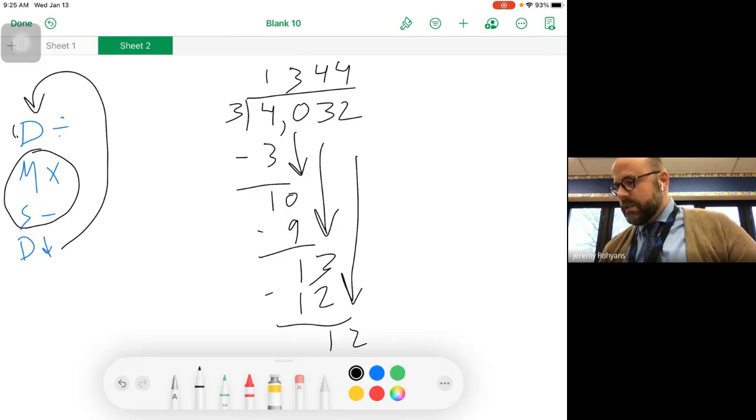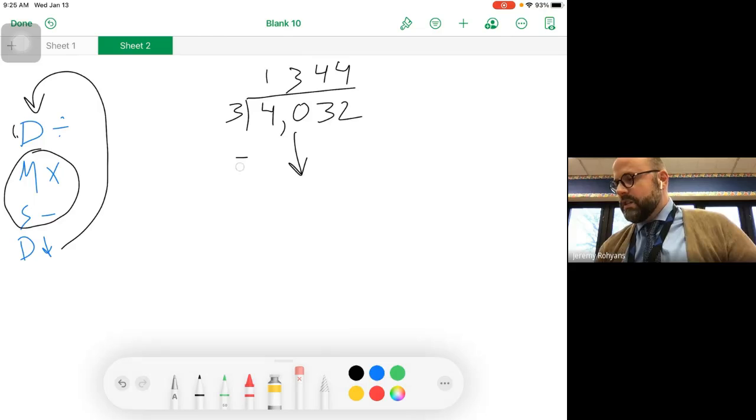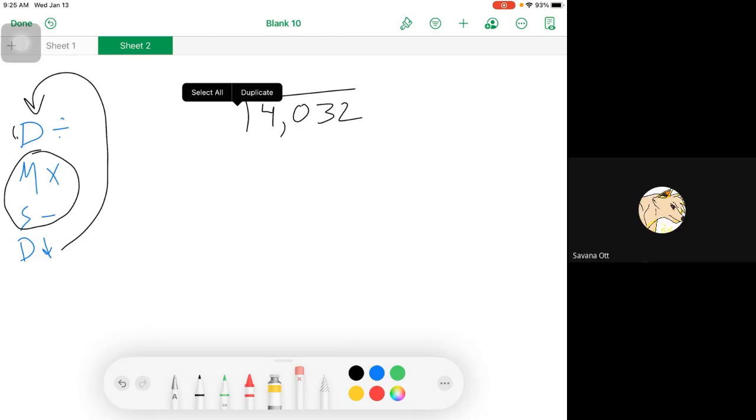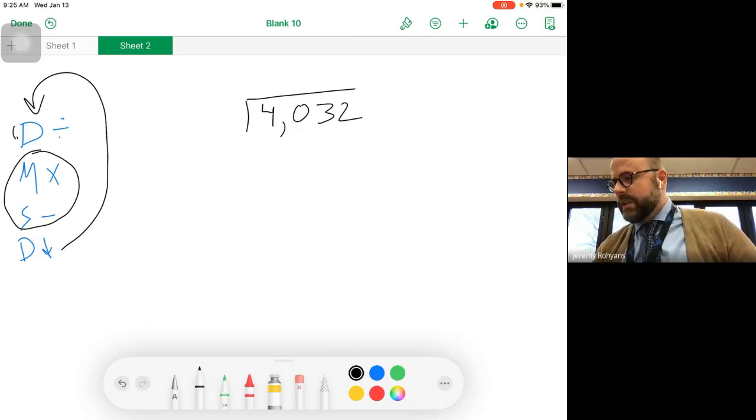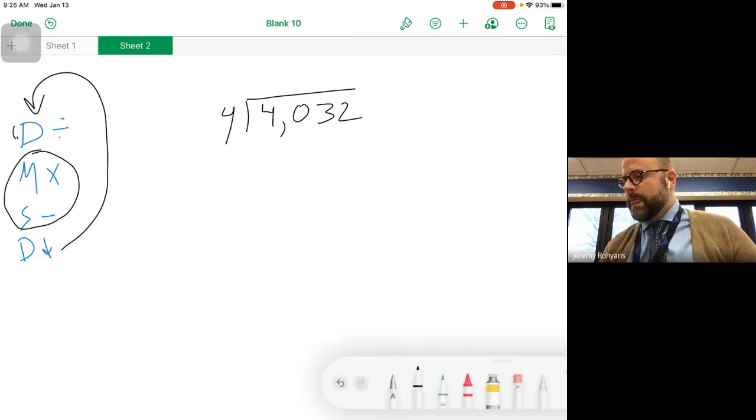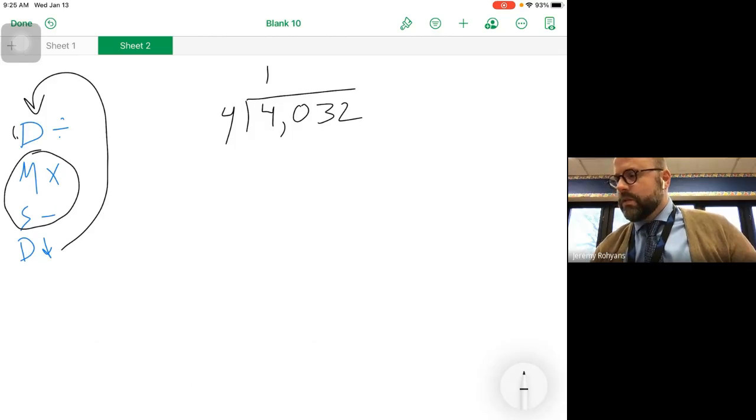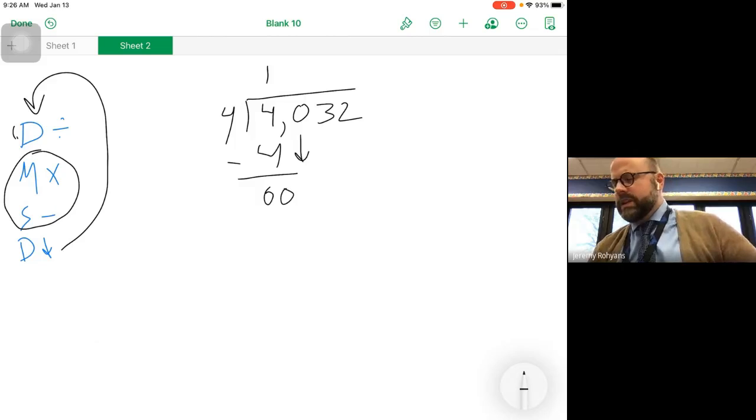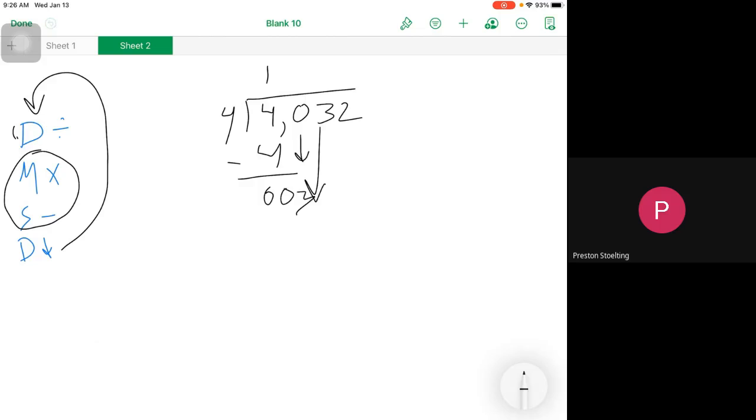However, if I was to change this problem around and use a divisor of 4, I would say 4 goes into 4 one time. Then I multiply and subtract. 4 minus 4 is 0. Then I drop the 0, and I go, oh, wait. What do I do here? There's a 0 there. How many times does 4 go into 0? Do I need to worry about that, or do I just skip ahead and drop the 3? Me, I just put the 0.